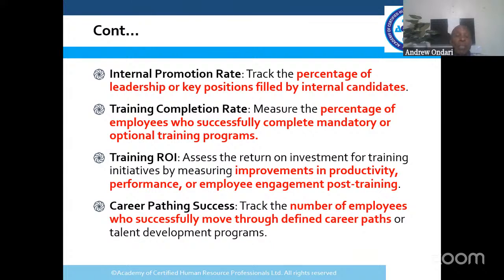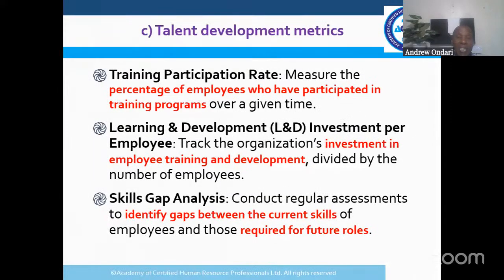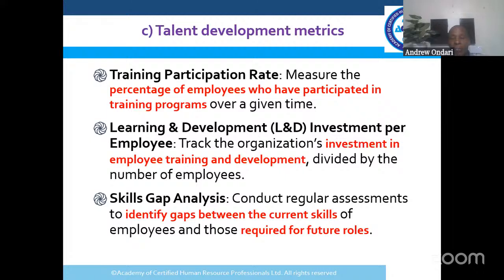So basically, those are the many ways in which you can develop talent development. So please ask any questions before we move to the third and the last component of our training today. Any question or comment that you have? We have around 25 minutes to go before we close.